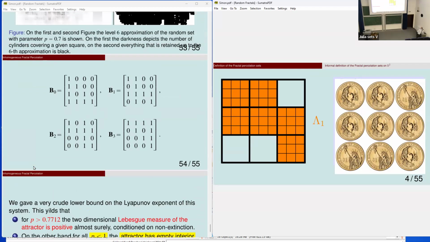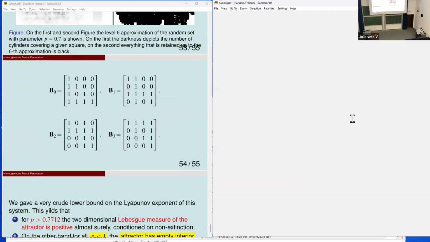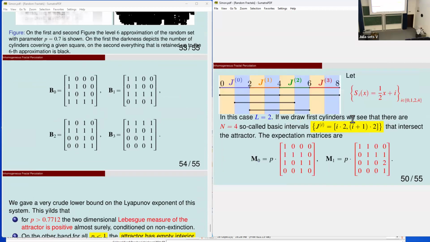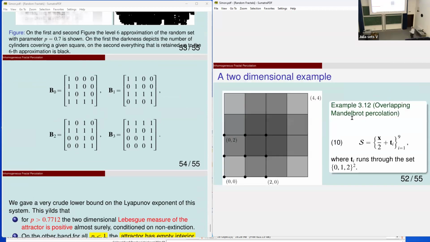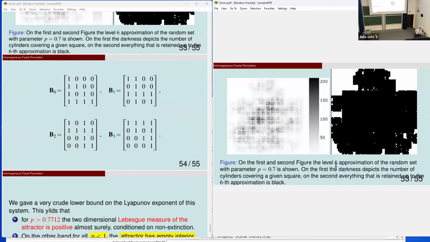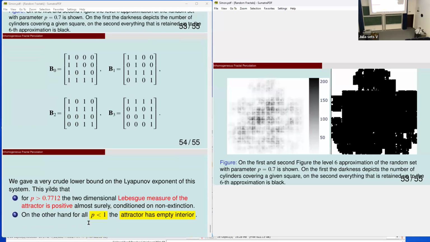And what we have got is that in our situation, when you take this two-dimensional example, which was over there, then if P is bigger than this number, then the Lebesgue measure of the attractor is positive and empty interior always. So we do not have any interior. And that cannot happen in the normal percolation, because then the Hausdorff dimension is always small. Thank you very much.